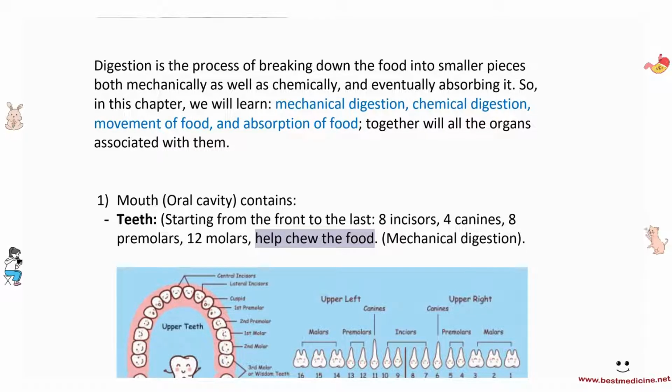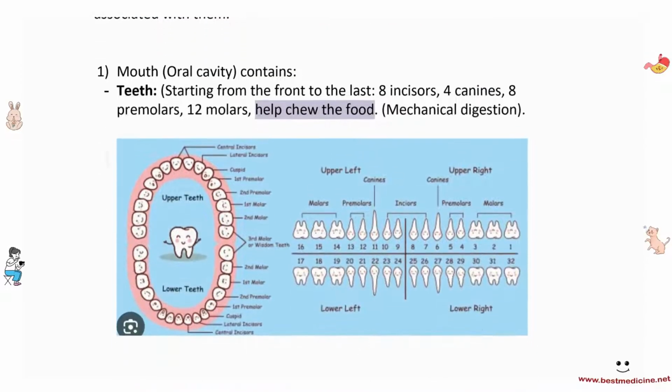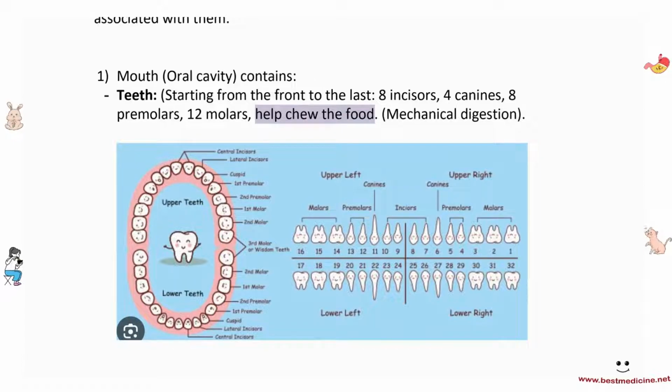So in this chapter, we will learn mechanical digestion, which is a very brief little topic, chemical digestion, movement of food, and absorption of food, together with all the other organs that are associated with them. So number one, we've got the mouth. The mouth, also referred to as the oral cavity, contains teeth, right? Starting from the front, we have the 8 incisors, so 4 on the top and 4 at the bottom, and 4 canines.